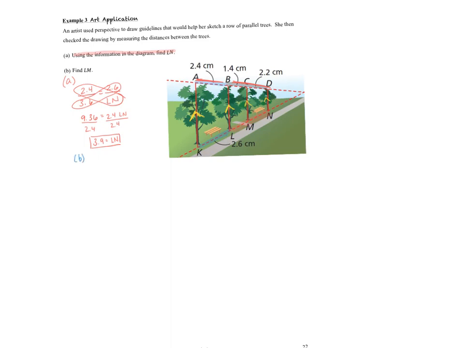Okay, for part B we're going to find LM. So I'm basically going to do the same thing, except I'm only going to use BC when I set up my next proportion. So I'm going to do AB, which is 2.4, over BC, which is only 1.4, is equal to KL, 2.6, over the smaller part LM that matched BC. Cross multiply and solve for LM. I got about 1.52 once I rounded for LM.